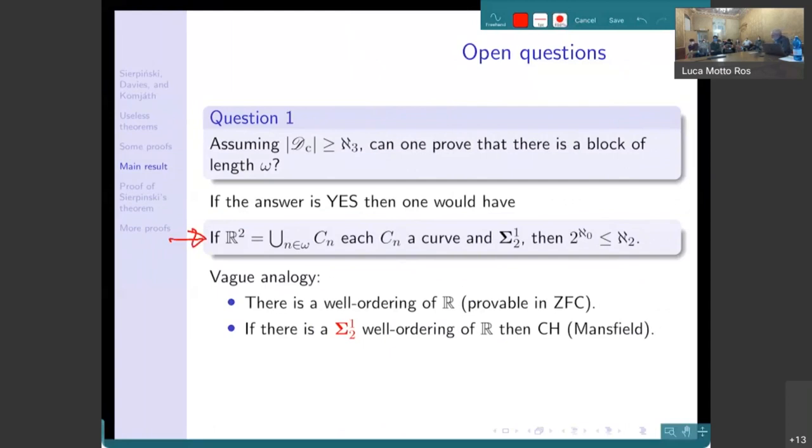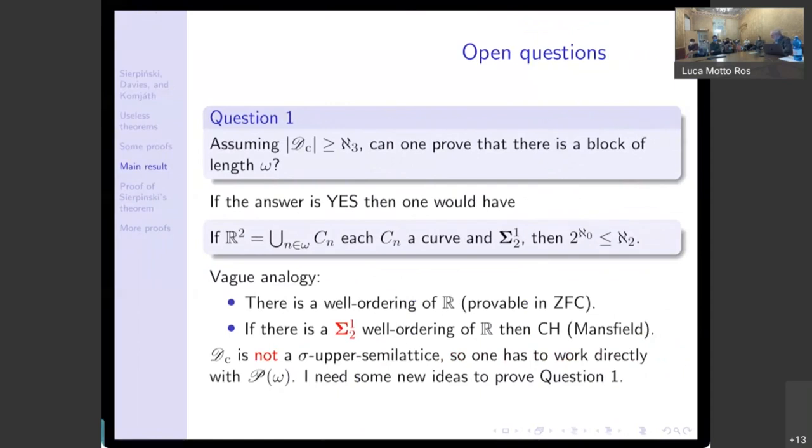Because there is a vague analogy. In ZFC, we know that there is a well ordering of the reals. But if there is a sigma 1, 2 well ordering of the reals, then CH holds. This is a theorem of Mansour. So maybe there is something similar. There is a theorem in ZFC, you can cover the plane with countably many curves. But if you impose some sort of... the mantra would be, you need a sigma 1 statement and it's got a sigma 1, 2 witness, then maybe you can say something about the size of the continuum. So that would be nice.